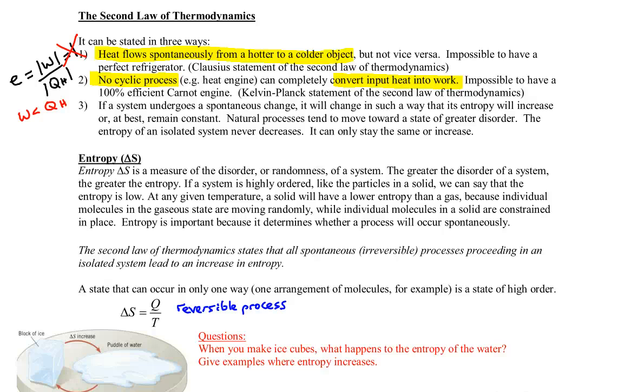Up until this point, you've seen several aspects of the second law of thermodynamics. We've seen how heat flows spontaneously from hot to colder objects, but not vice versa. And we've also seen that no cyclical process can convert heat entirely into work, and hence you cannot have a 100% efficient engine. So we're now going to concentrate on this third statement here.